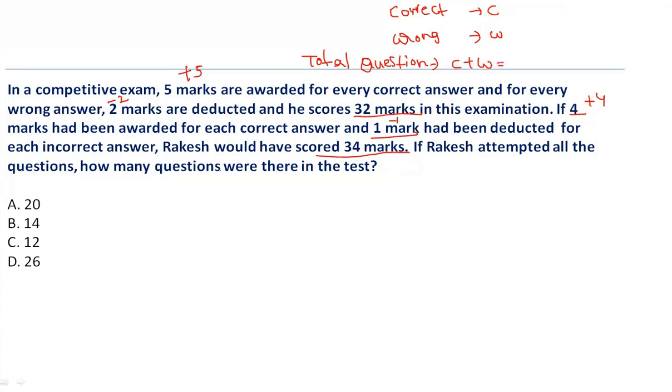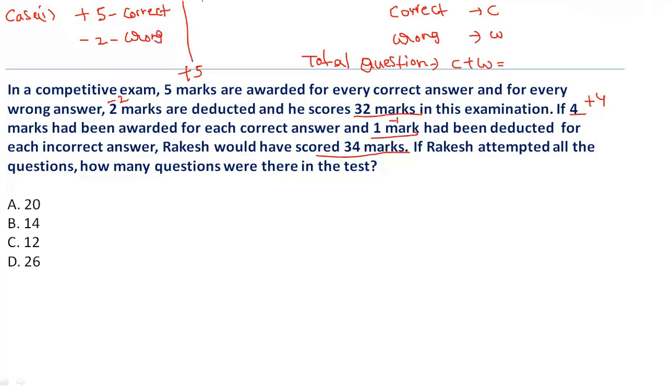Because they mentioned clearly here, Rakesh attempted all the questions in the test. Either a question falls into wrong or otherwise it is correct. So if you count both correct answers and wrong answers, you can understand how many questions are there in the test. So let's write the equations with respect to case 1 and case 2. What is case 1? Case 1 is plus 5 for the correct answer, and then minus 2 for the wrong.